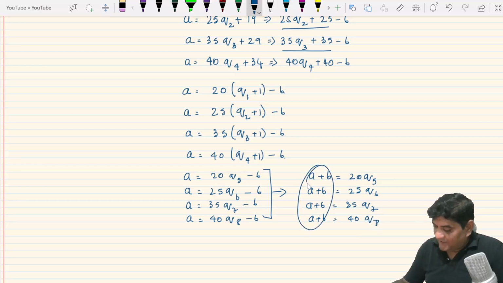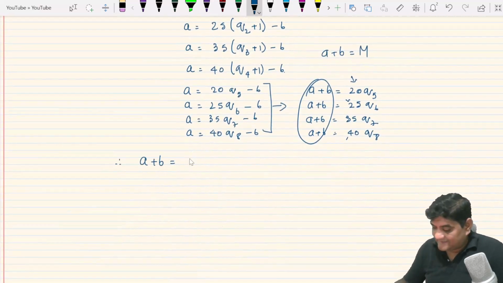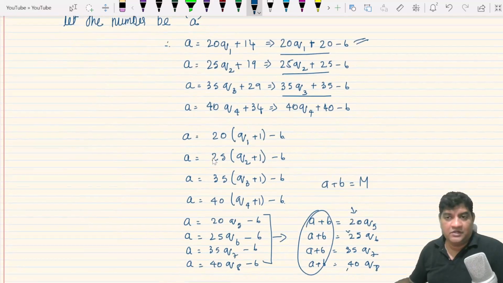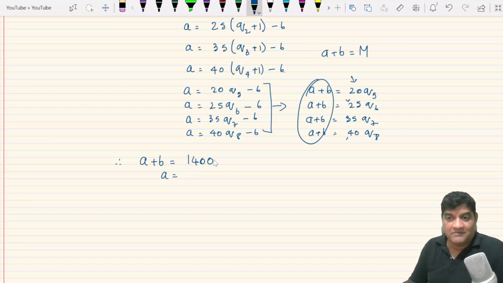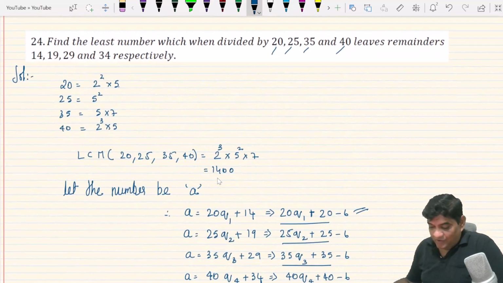So what is this telling me? It tells me if I take A plus 6 as equal to some M, M is divisible by 20, 25, 35 and 40, which basically means M is the LCM. Therefore, A plus 6 is equal to the LCM, which I've already found out as 1400. So what does that mean? It simply means that A is equal to 1400 minus 6, which is 1394. All right. 1394. I hope you understood this.